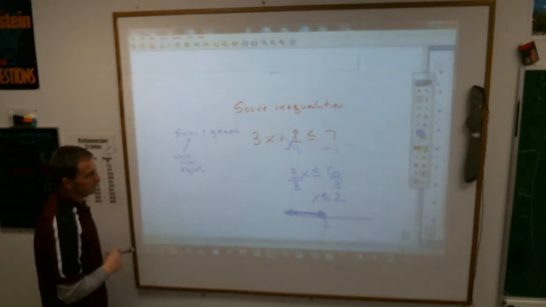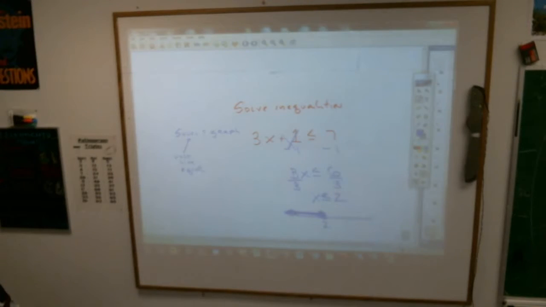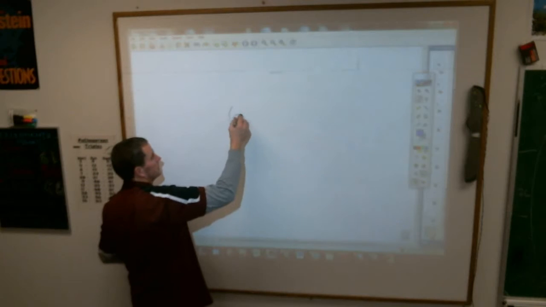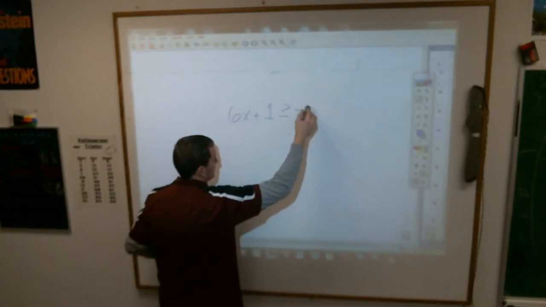Somehow that didn't seem to be as solid as I was hoping for. Let me give you another one. 6x plus 1 is greater than or equal to negative 5.